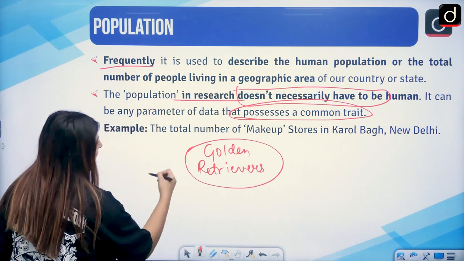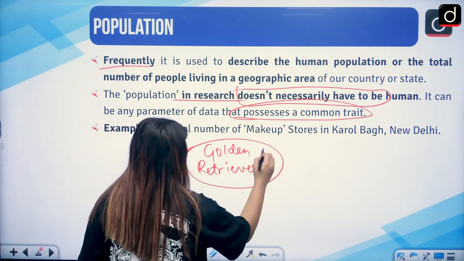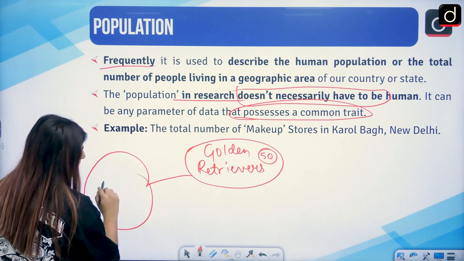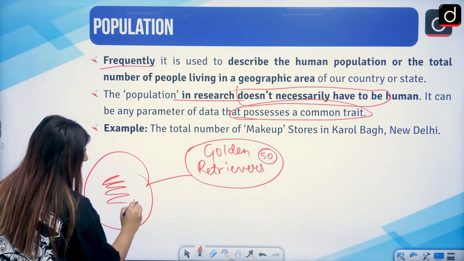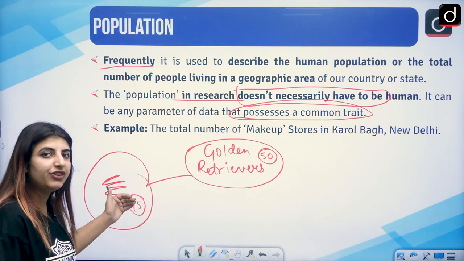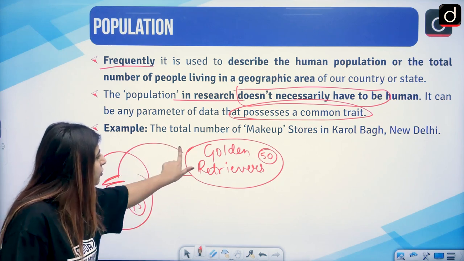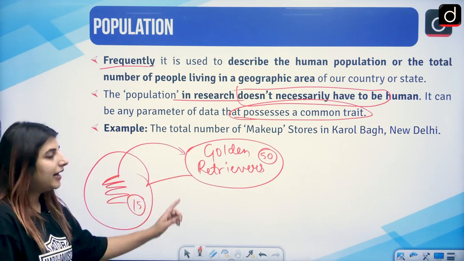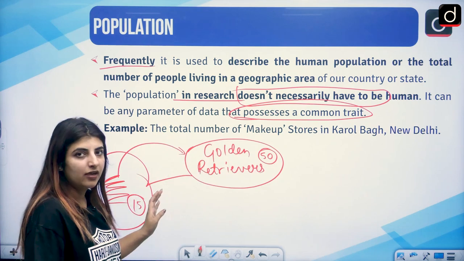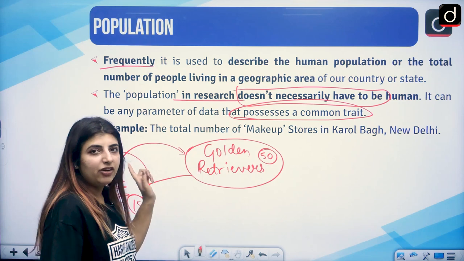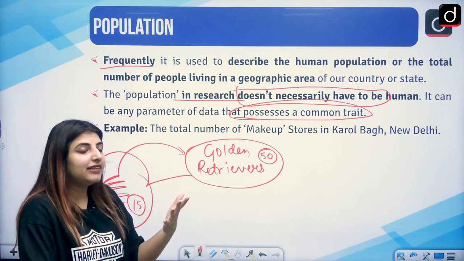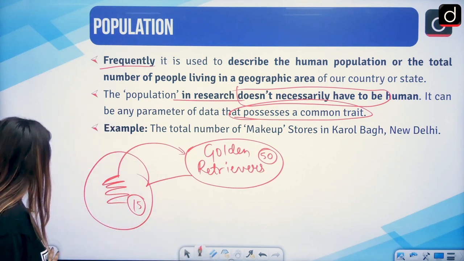So if I have, let's say, 50 golden retrievers here, I will draw a sample out of that. I might take 15 golden retrievers for my research, and whenever the results come with these 15, I will be able to generalize them, right? Another example is the total number of makeup stores in Karol Bagh, New Delhi. This is just the population. For what reason do I need them? That is what the sample will be telling me, right?